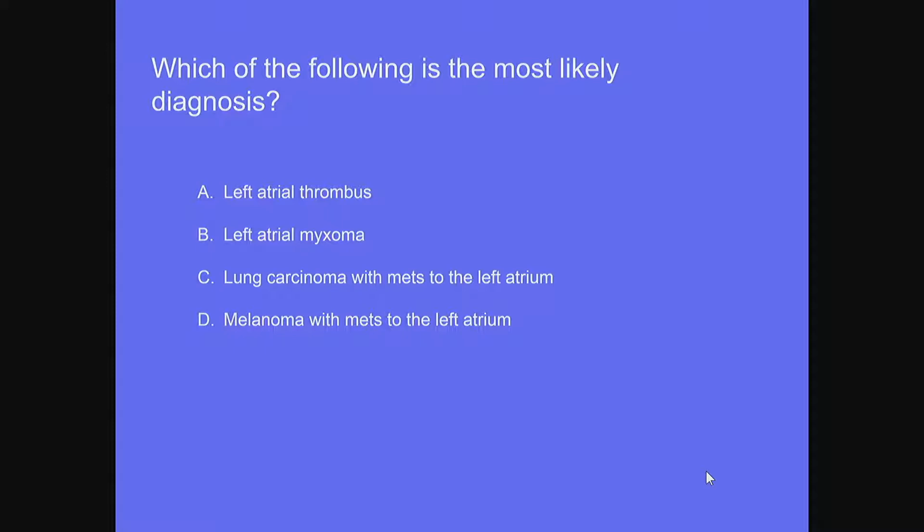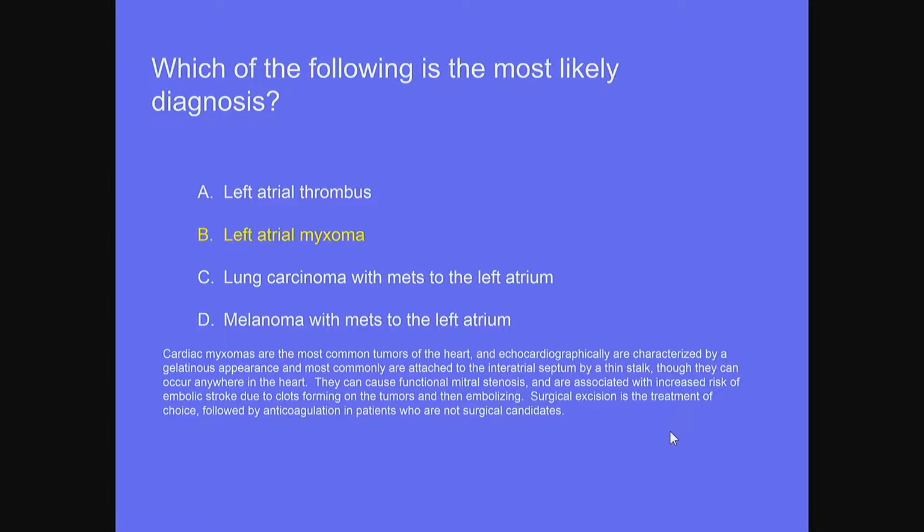A, left atrial thrombus. B, left atrial myxoma. C, lung carcinoma with mets to the left atrium. D, melanoma with mets to the left atrium. The correct answer is B, left atrial myxoma.